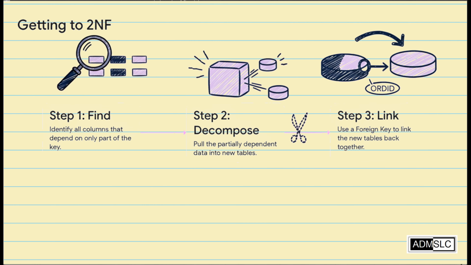Then, to make sure we don't lose the connections, we'll use something called a foreign key. A foreign key in one table is simply the primary key from another table. It acts like a bridge, creating a relationship so we always know which customer belongs to which order. Let's see it in action.